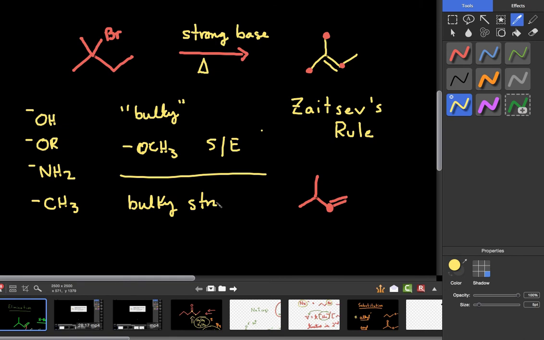strong base. There's lots of examples of bulky, strong bases we can use, but one of the classic ones is t-butoxide. Usually the counter ion is potassium. On an ACS exam, you might see it written as KOtBu. This is one example of a bulky base.